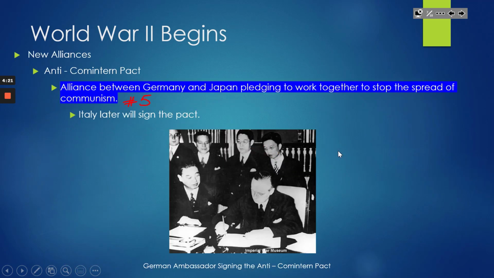All right, for number 5, the Anti-Comintern Pact was a pact made by Germany and Japan. They pledged to work together to stop the spread of communism. And of course, as you see here, Italy is going to join later because they all are anti-communist, okay? And they want to stop the spread of communism from happening.